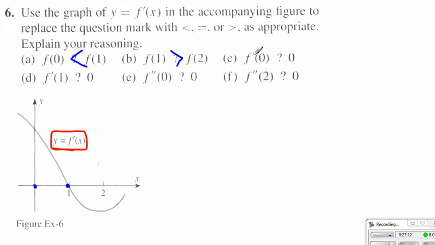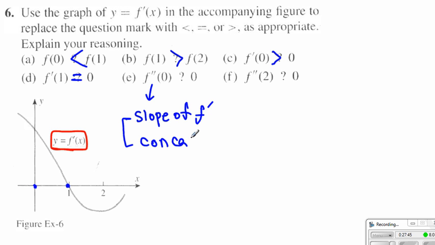Now, how about f prime of 0? f prime of 0 obviously is a positive value, so it's greater than 0. For f prime of 1, we can just read it off from the graph as it is. It's crossing the x-axis, therefore it's equal to 0. And f double prime of 0. f double prime from f prime, this becomes the slope of f prime, you see? The double derivative can also be used as concavity. Yes, it is the concavity of f, not f prime.